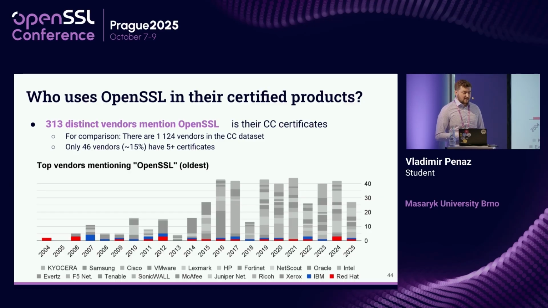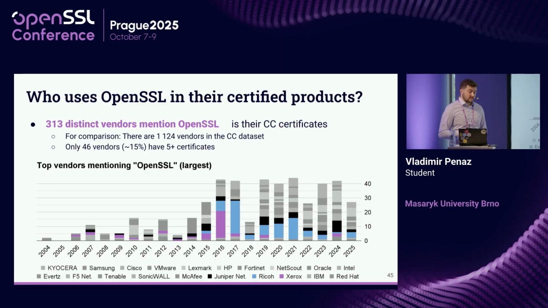Those two companies have been mentioning OpenSSL since 2004, or since 2007 in IBM's case, and they are using it until now. Those are the oldest manufacturers or vendors using OpenSSL, but they are not the largest. The largest ones are Juniper, Ryok, and Xerox, where we can again see some kind of a trend.